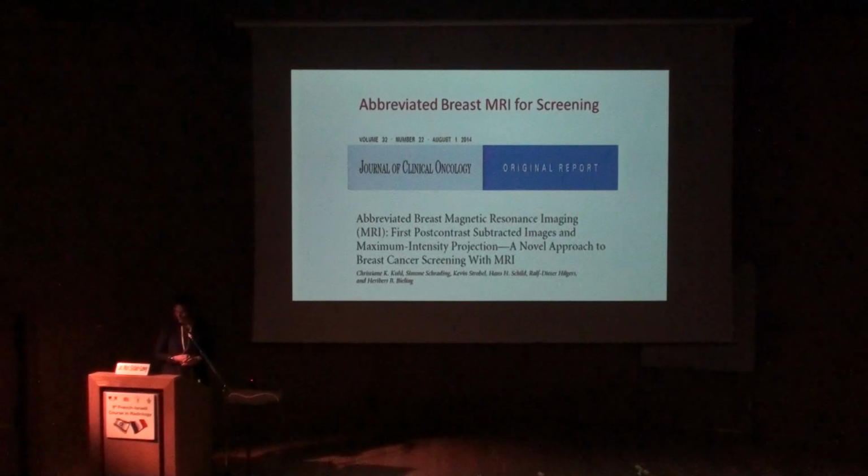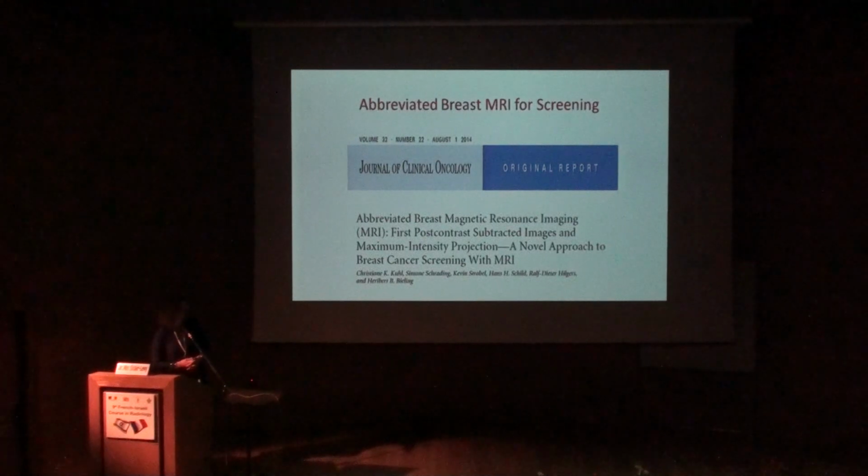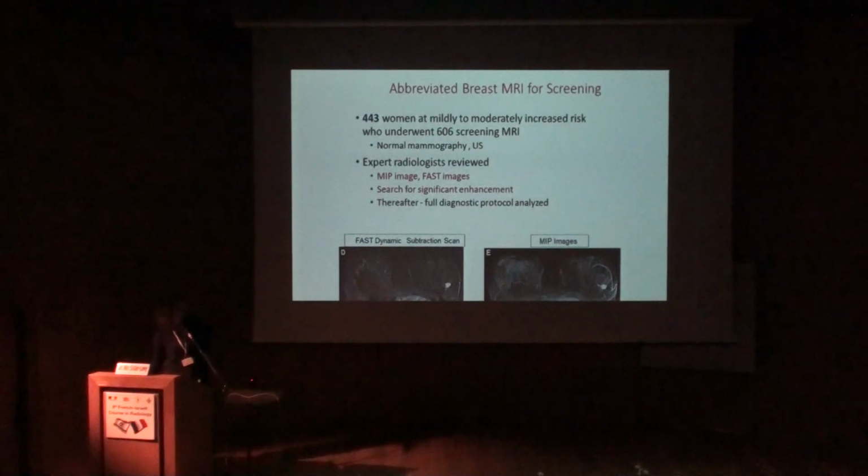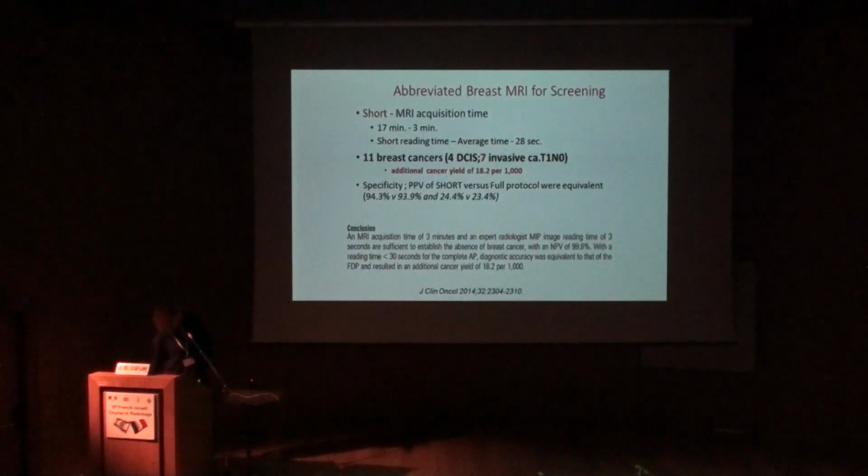Christiane Kuhl is one of the leading breast radiologists in breast MRI. This is a study that she showed that it is possible to do a short MRI. Here she did a very short MRI scan, only the dynamic, one before and one after contrast, and it was a 3-minute scan. She showed that there were an additional 11 breast cancers that were not seen by mammography. If you look at the numbers, mammography detects 3 to 4 cancers per 1,000. MRI detects 18. So the numbers are not comparable.